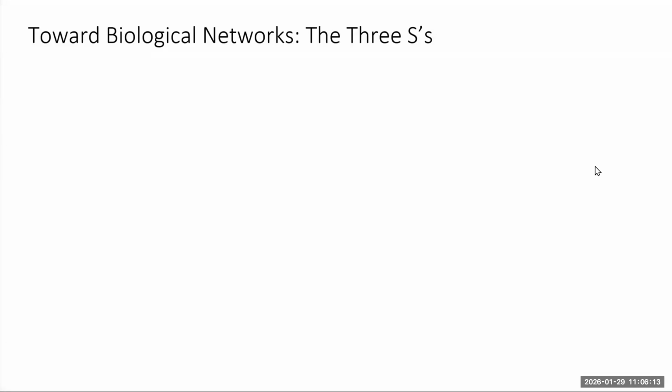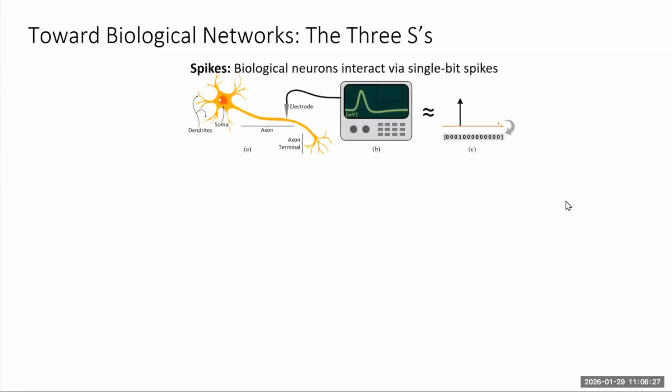Let me offer you three S's of some things that are valuable in the brain. This is not exhaustive. There are many other things that are useful in the brain, and you could argue that some of these S's are kind of useless at times as well. But let me break it down for you. So one is that biological neurons interact via single-bit spikes.